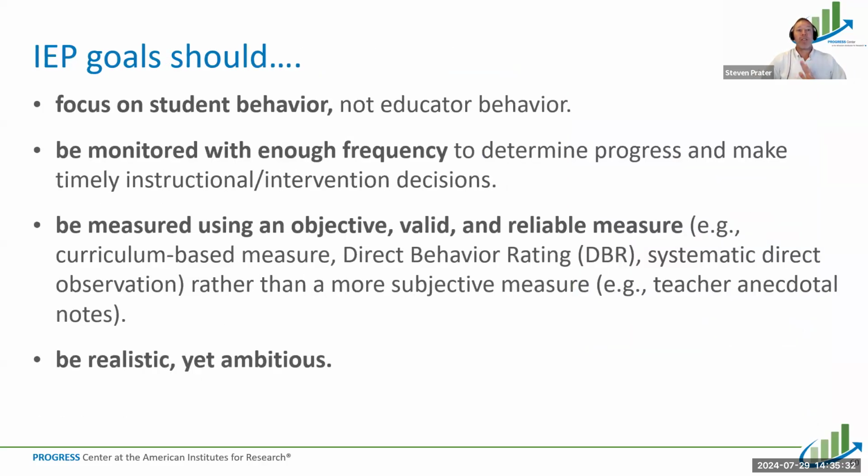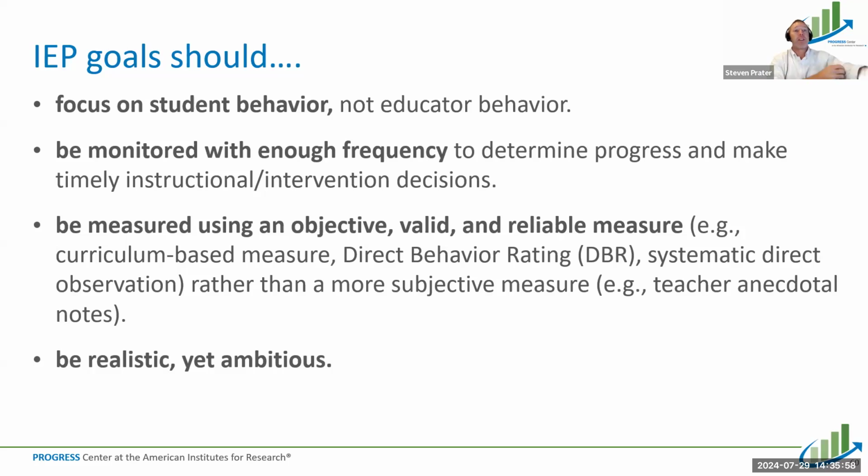All right, so just a few things to remember about IEP goals. One, they focus on student behavior, not educator behavior. So it's what do we want the student to do, the student to achieve, not what do we want the educators to do or to do differently or to achieve. Make sure you monitor those with enough frequency so you can determine, are they making the progress they need to? Or if not, do we need to make adjustments to what we're doing for the student?